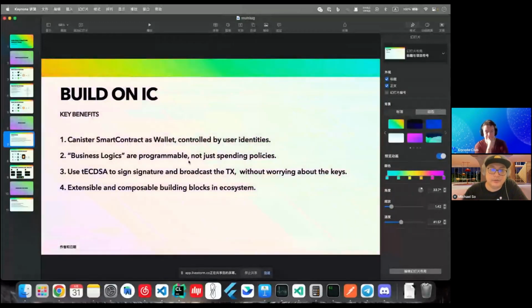because you are using the Canister smart contract, not just a mini script or a simple Bitcoin script. And then using Canister smart contract, you can use TECSA. What is TECSA? T means threshold. The threshold signing scheme is provided by the IC subnet. For that, you don't worry about the keys, the security.